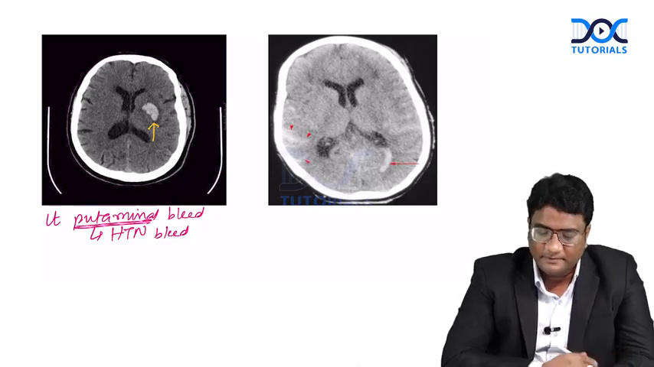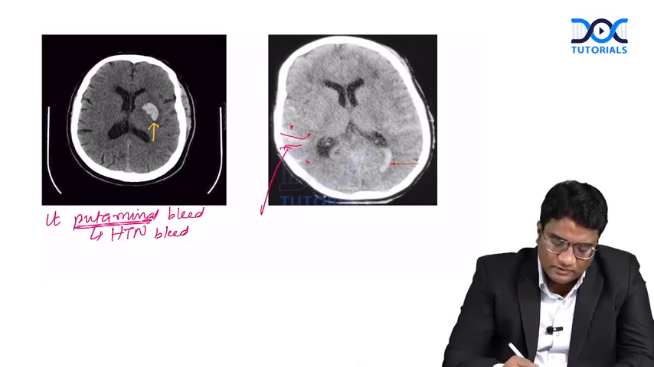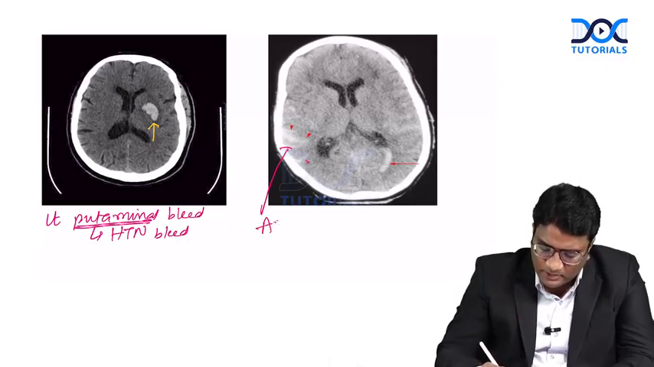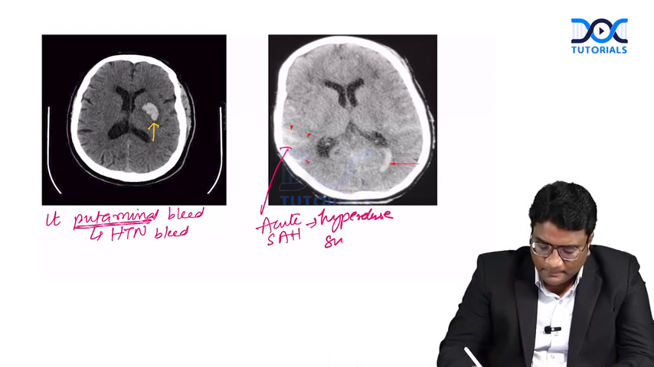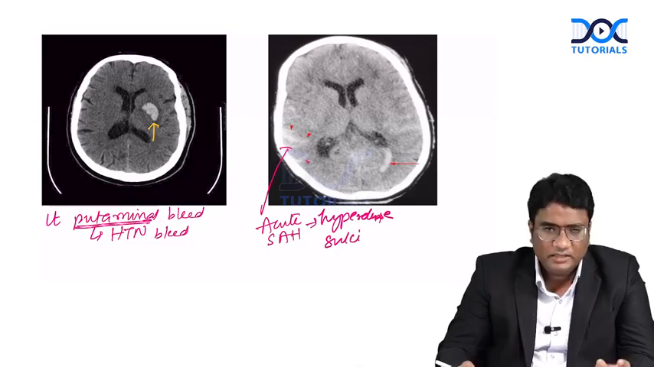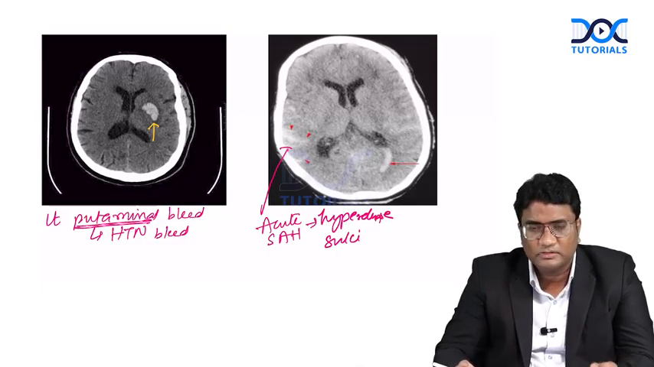The putaminal bleed. And here you are seeing these hyperdense sulci. If you see such hyperdense sulci, this is suggestive of acute subarachnoid hemorrhage. White sulci, if you are seeing them in a head trauma patient on a non-contrast CT, this is acute subarachnoid hemorrhage.